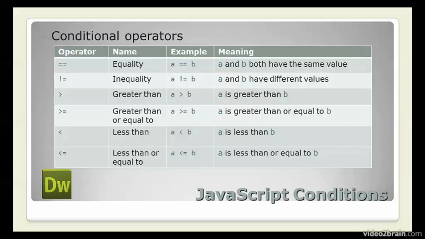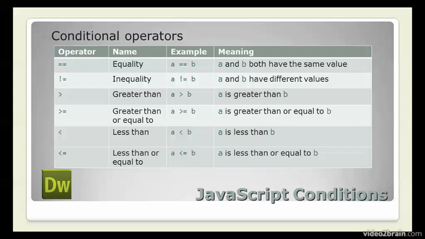The condition is often a comparison, such as two values being equal, or one being larger than the other. This table lists the most important comparison operators used in JavaScript. It's important to notice that when comparing whether two values are the same, you use two equals signs, not one. One equals sign assigns a value to a variable, two equals signs compare two values.